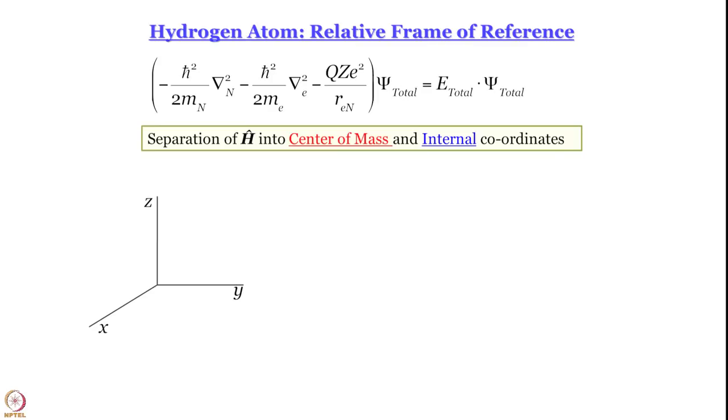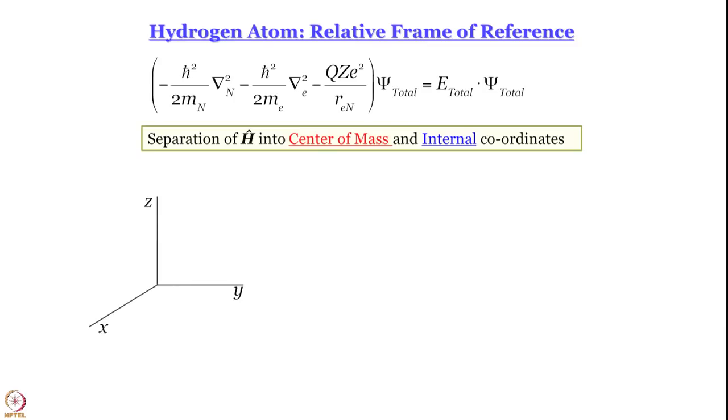So, the reduced mass will be close to the mass of the electron, and the problem essentially boils down to something with a mass close to that of the electron going around a stationary nucleus. That is what we are going to arrive at eventually. And the other thing is, the entire atom is moving.